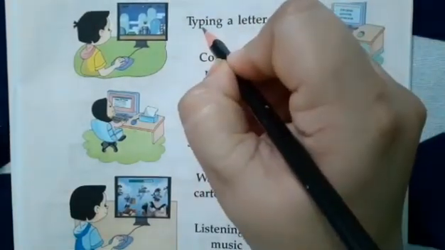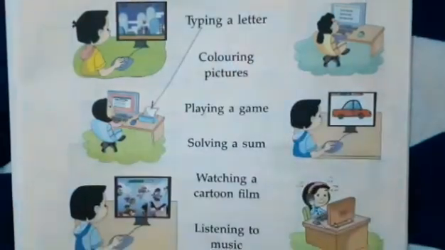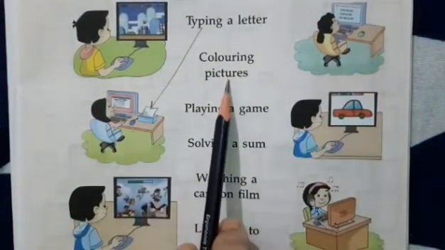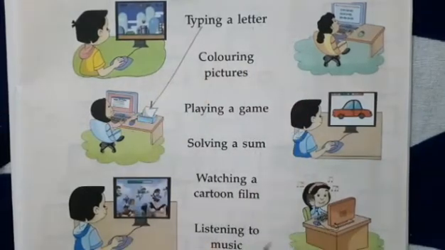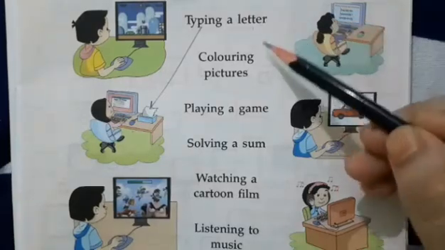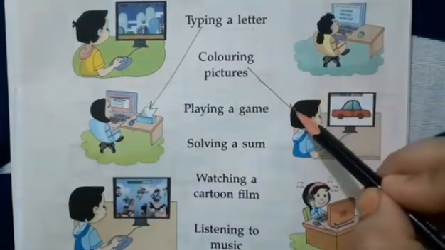So match this sentence with this picture. Okay. Now come to the next, coloring pictures. Now where you can see that a student is coloring a picture. Yes, here it is coloring a picture. Here this boy is coloring a picture.